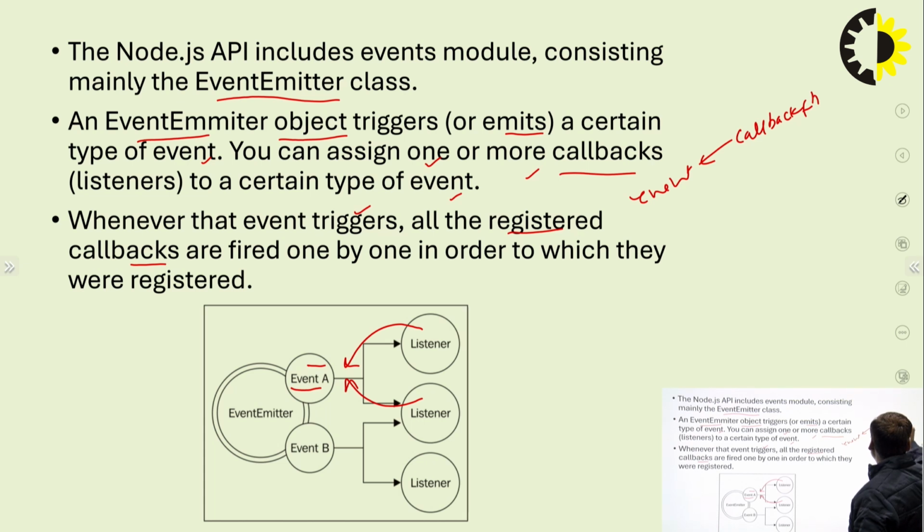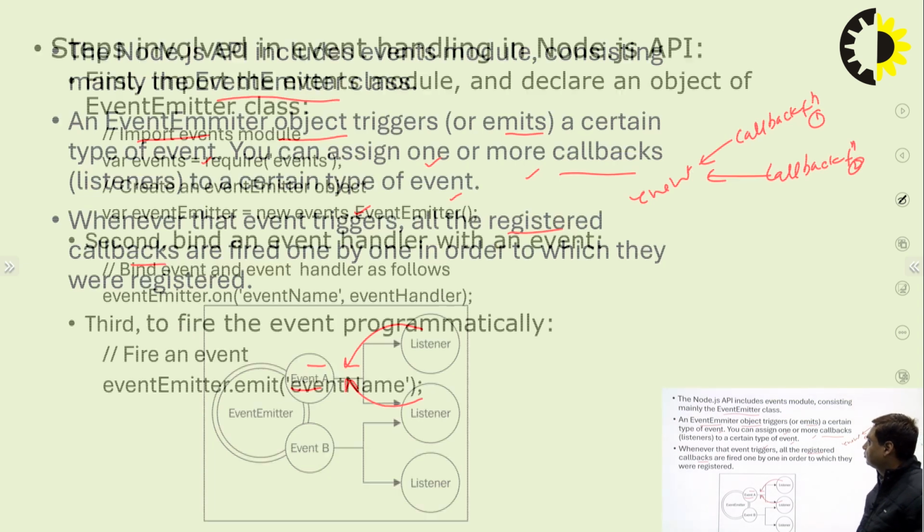This we call callback function 1. Then we have callback function 2. So more than one callback function can be attached to an event. When the event occurs, it will trigger, or you can say execute, the respective callback functions.